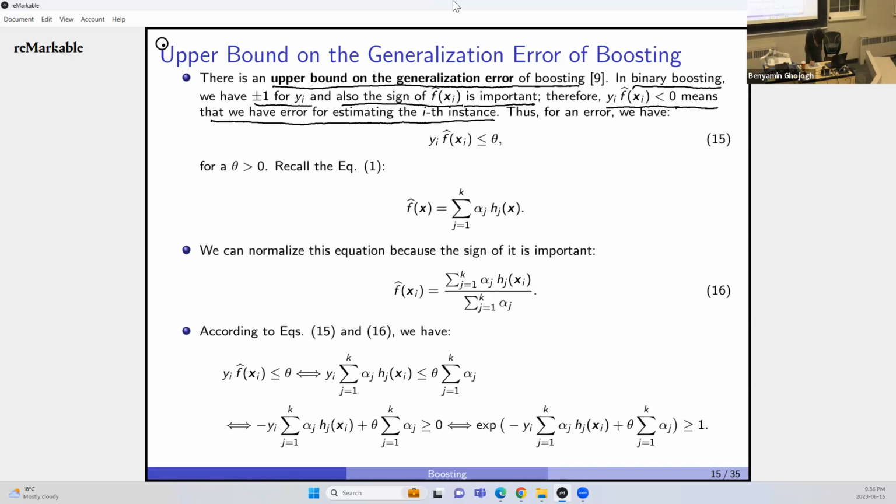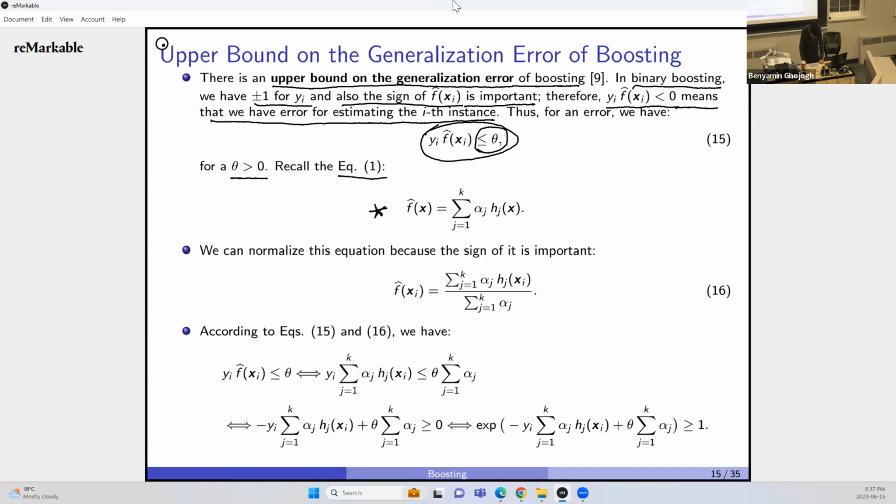Therefore, for an error, we have this: yi f hat of xi for the ith point is the error. And if you want it to be an upper bound, it should be less than or equal to some theta. We will prove what theta is, for some theta greater than 0. Of course, it's not a perfect world. We can't have a perfect classification. If theta is 0, it means 100% accuracy. So recall equation 1.